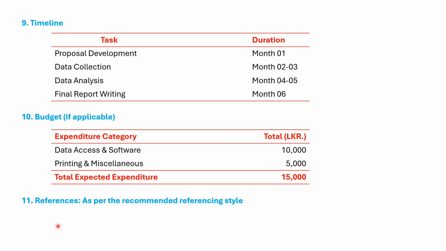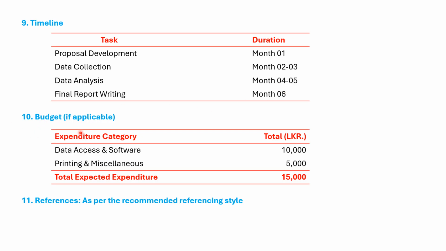Then the final three topics. Timeline. You can use a Gantt chart, but here I haven't used it. I just illustrated using a table. So you can simply say the proposal development, yes, first month. The data collection will be between months 2 and 3. Data analysis in months 4 and 5, and final report writing in month 6. So likewise, you need to provide the time framework for your task.